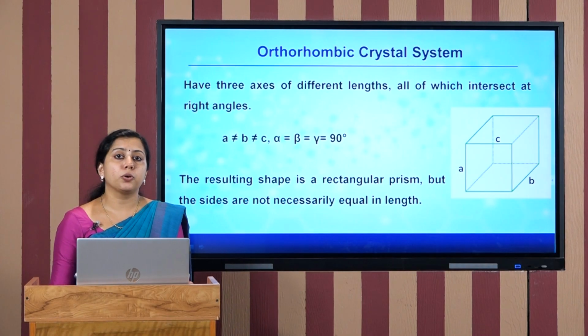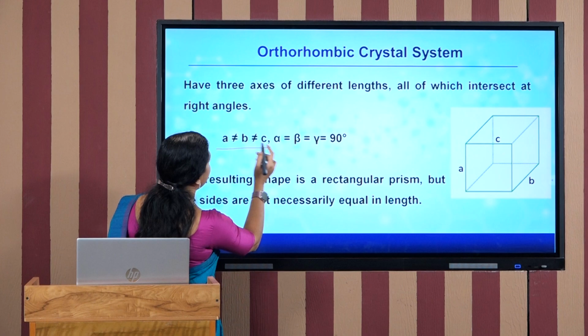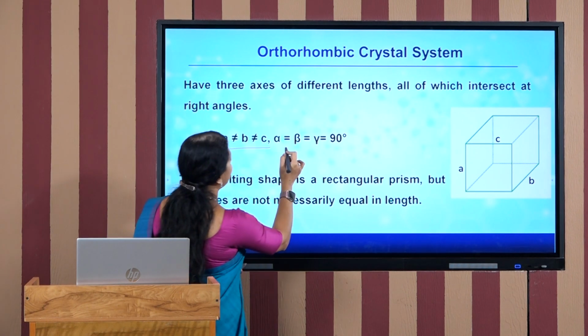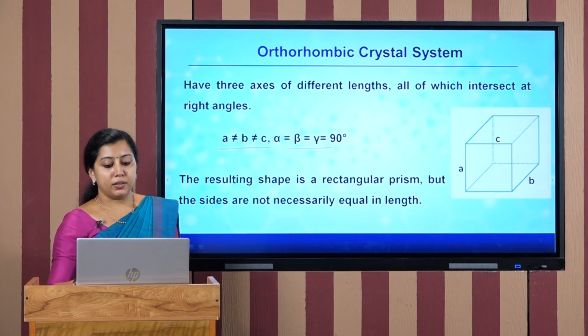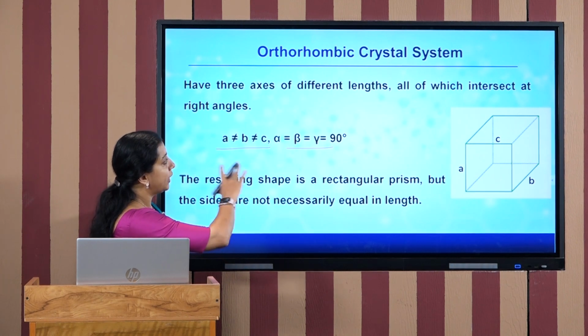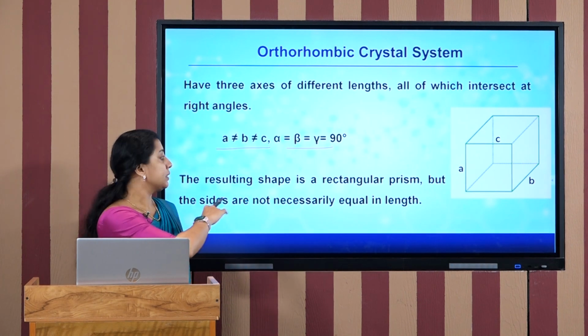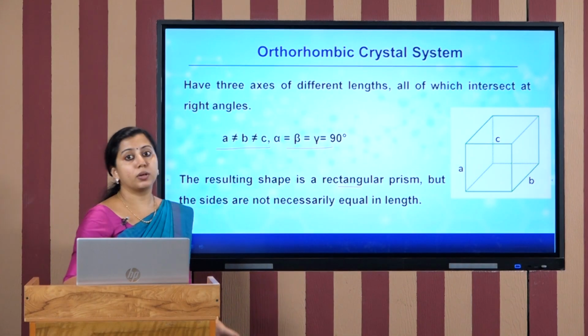Next is orthorhombic crystal system. In an orthorhombic system, we have the 3 axes of different lengths and all of which intersect at right angles. So, we have A not equal to B not equal to C, and alpha equals beta equals gamma equals 90 degree. So, in orthorhombic system, with all the 3 sides unequal and the axial angles at 90 degree, the resulting shape is a rectangular prism, but the sides are not equal in length.